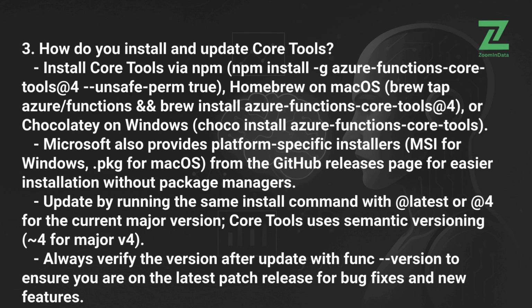package managers. Update by running the same install command with @latest or @4 for the current major version. Core Tools uses semantic versioning, ~4 for major v4. Always verify the version after update with func --version to ensure you are on the latest patch release for bug fixes and new features.